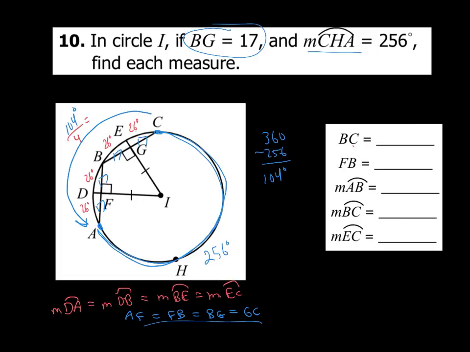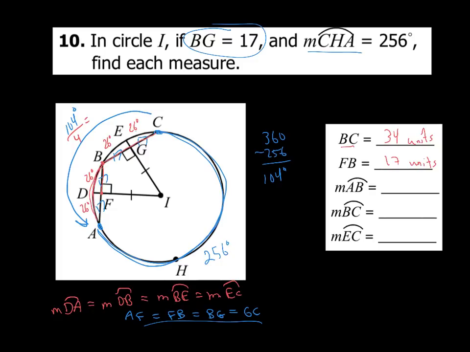Now we start answering questions. The length of BC from B all the way to C, that's 2 17s in a row. That's going to be 34 units long, right? And let's just write units, right? Feet, centimeters, so on and so forth. How about from F to B? From F to B, that's just 17 units long, right? 17 units.